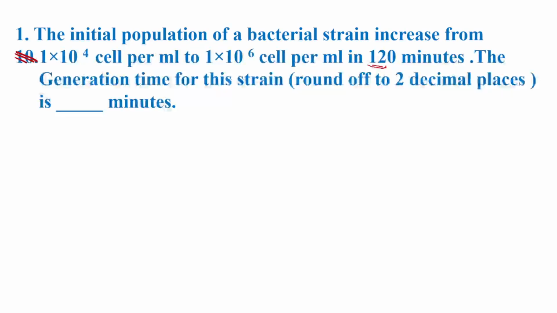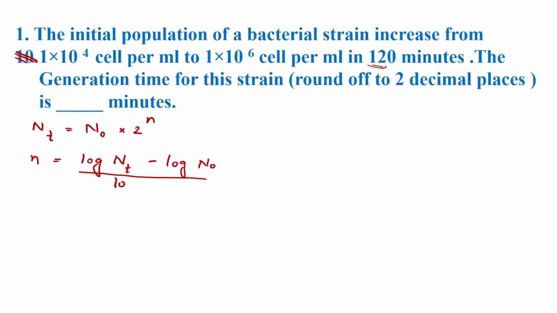So we know the formula that Nt is equal to N0 into 2 to the power n, or using log we can say that n is equal to log Nt minus log N0 by log 2. We know the value of log 2, that is 0.301. So we'll put that value.